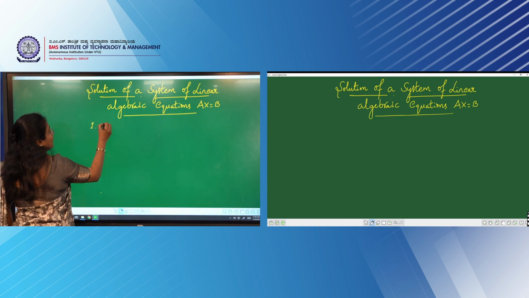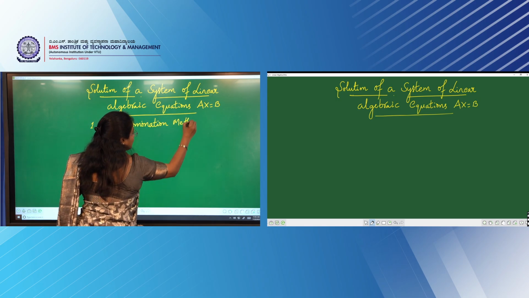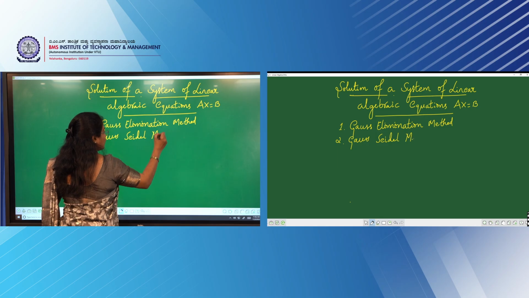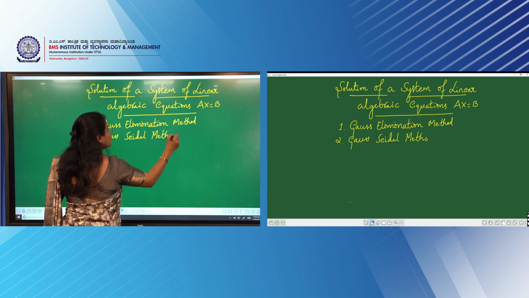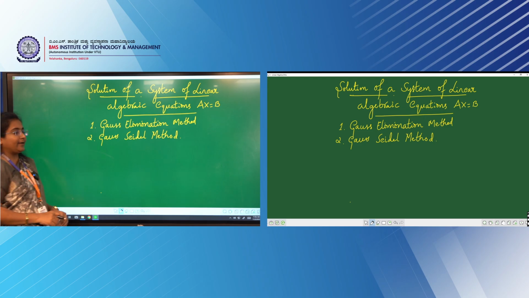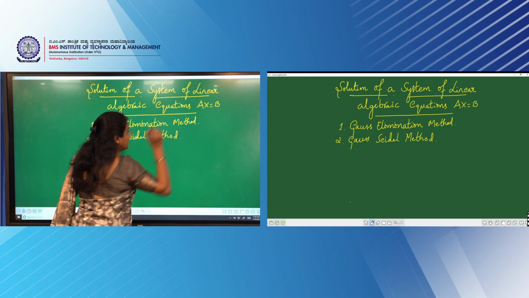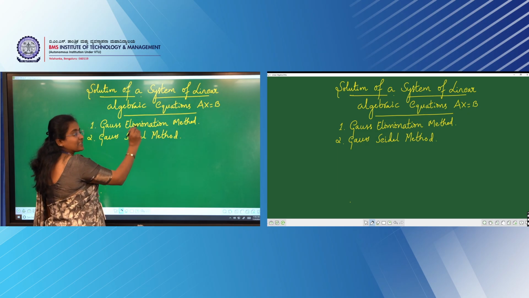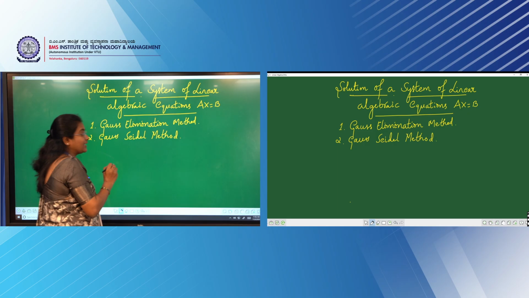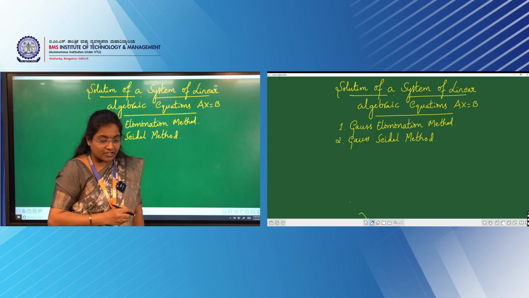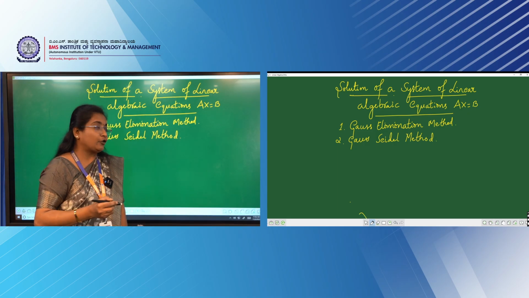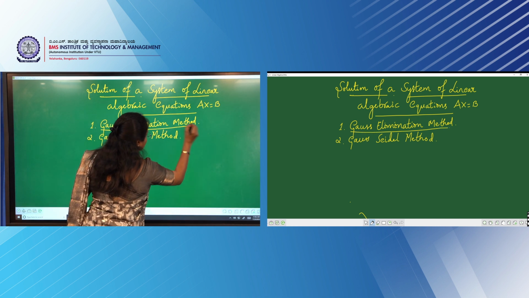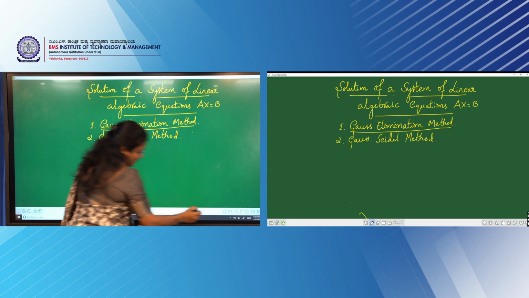First one, Gauss elimination method. Second one, Gauss-Seidel method. So, Gauss elimination method, where we are reducing the augmented matrix to upper triangular matrix, then we are finding the values of x and y. Whereas Gauss-Seidel method is an iterative process where the procedure we are repeating until we get the two values equal. So now, first we'll take up the Gauss elimination method, then we'll see one example.